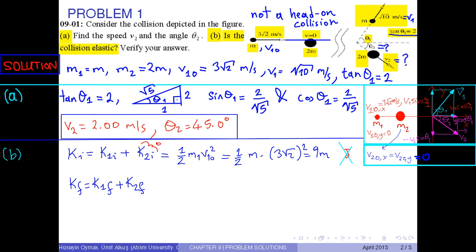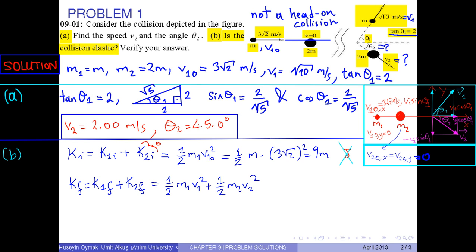Next, we calculate the final total kinetic energy, which is 1 over 2 times m1 times v1 squared, which is the final kinetic energy of mass m, plus 1 over 2 times m2 times v2 squared, which is the final kinetic energy of mass 2m.